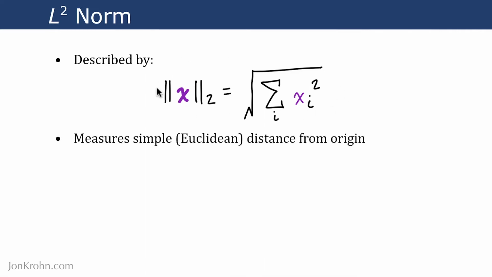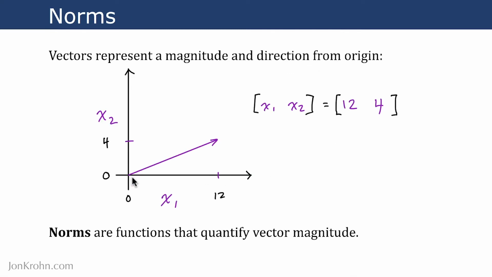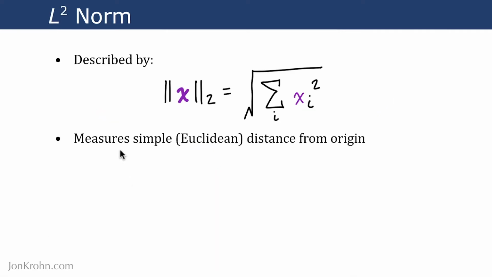So this L2 norm function measures the simple distance from origin for this vector, origin being this 0, 0. However many dimensions our vector is in, the origin is always just a 0 vector consisting entirely of zeros. So L2 norm measures simple distance from origin, and when I say simple distance, this is also known as Euclidean distance, named after the mathematician Euclid. And this is the kind of distance that you and I experience most frequently.